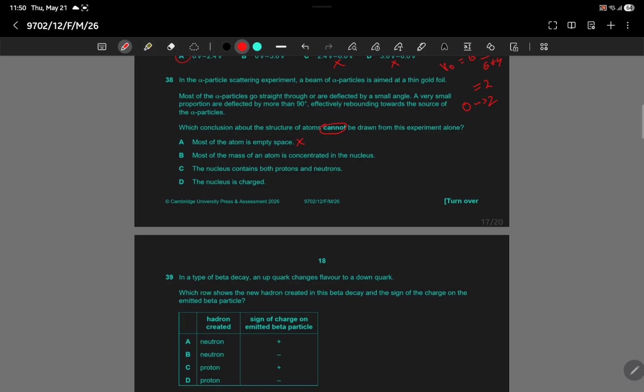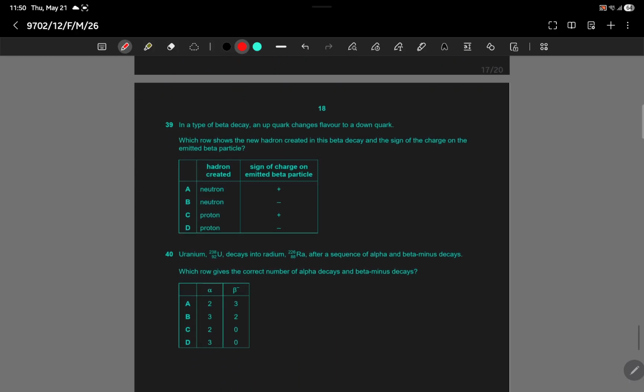Most of the mass of an atom is concentrated in a nucleus. We also know that because some of them are rebounding, deflected. The nucleus contains both protons and neutrons. We do not know that. We cannot figure out just from this right over here. Everything else we can figure out, but not this. So the answer is C. Now, question number 39. We're almost at the end.